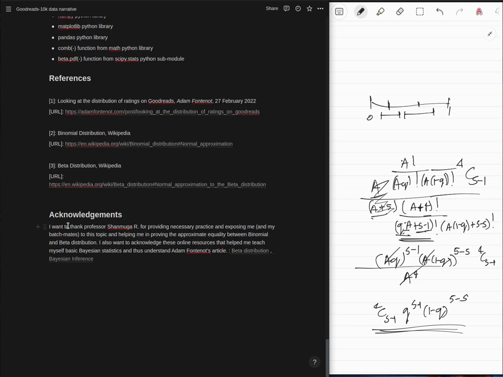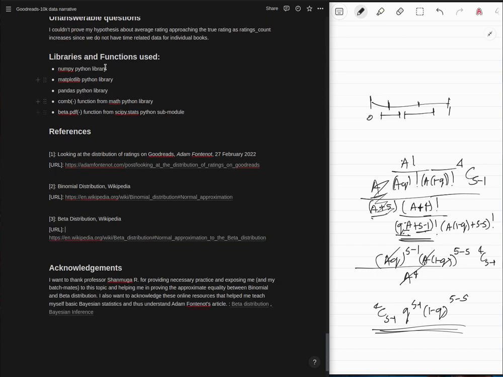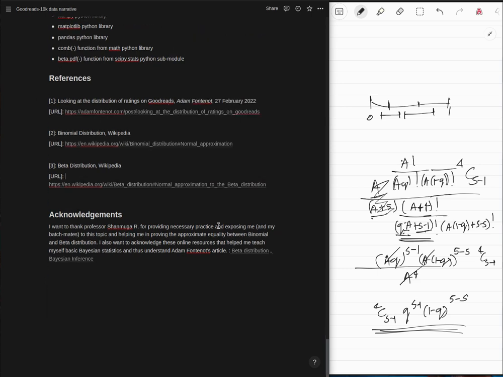Okay, acknowledgements. So first of all, I want to thank Professor Shanmugar for providing necessary practice and exposing me and my batchmates to this topic. This practice is not related to helping me with the approximate equality between the binomial and beta distribution. This is a completely different thing. He set up labs so we could get practice using these libraries, and he was the one who actually gave us this assignment, and that's what exposed all of us to this data set. Without that happening, I would have never done this. So yeah, I thank him.